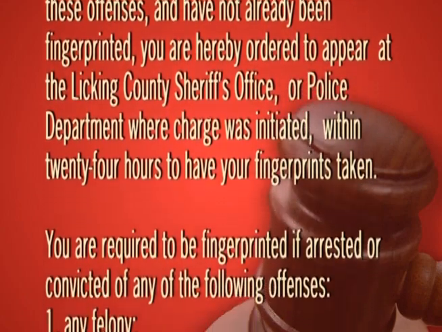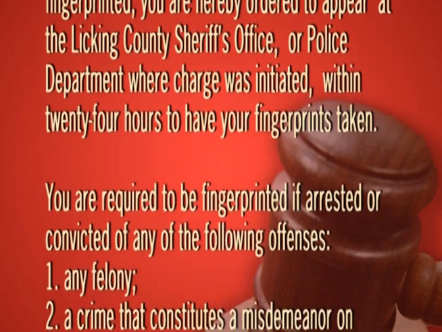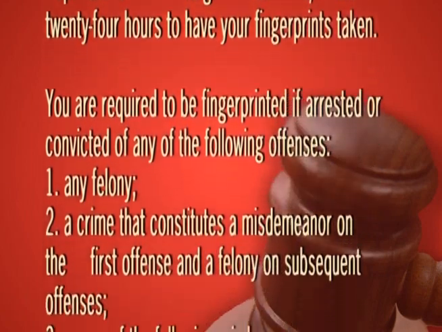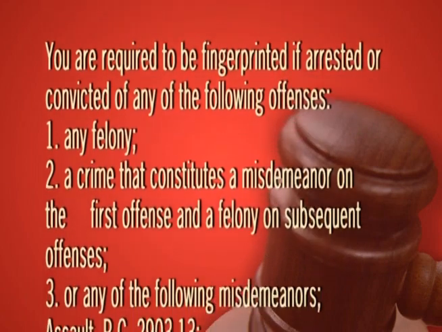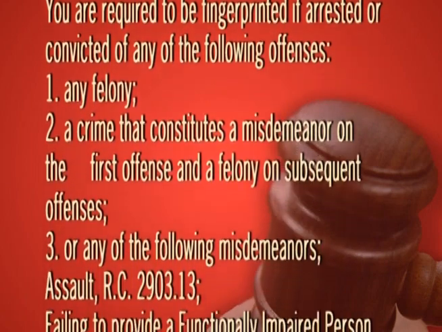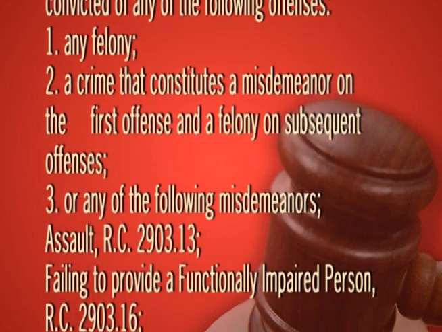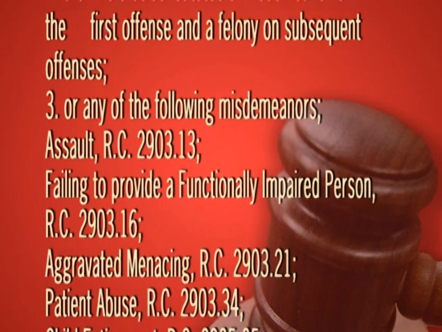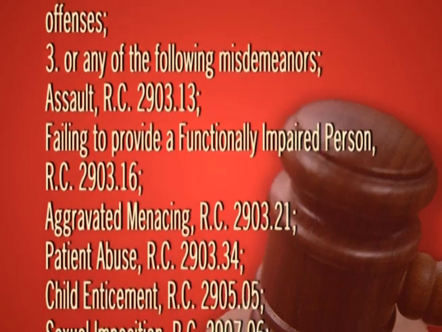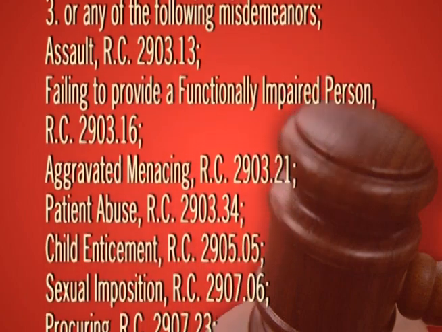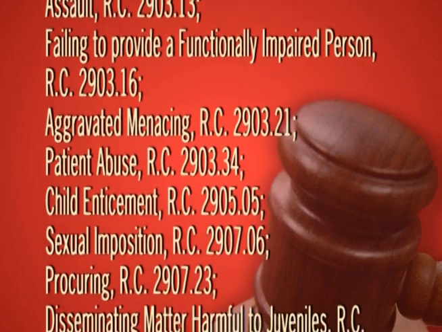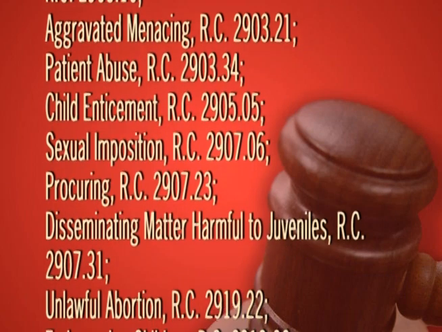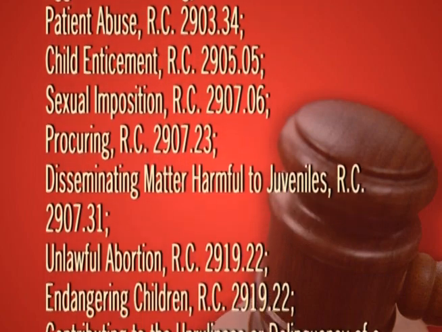You are required to be fingerprinted if arrested or convicted of any of the following offenses. 1. Any felony. 2. A crime that constitutes a misdemeanor of the first offense and a felony on subsequent offenses. 3. Or any of the following misdemeanors. Assault, failing to provide for a functionally impaired person. Aggravated menacing. Patient abuse. Child enticement. Sexual imposition. Procuring.